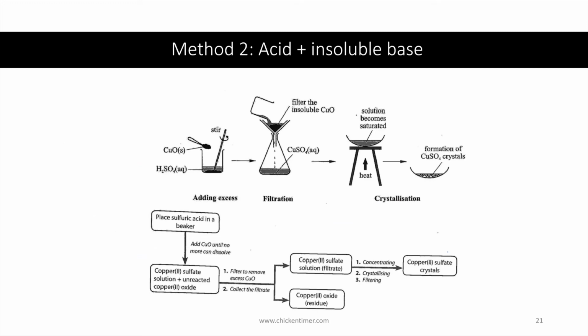So what they have down here is the preparation of copper 2 sulfate. Formation of copper 2 sulfate. What you start with is sulfuric acid and copper oxide. Sulfuric acid here, and then copper oxide. So this is easy. You have a fixed amount of sulfuric acid.